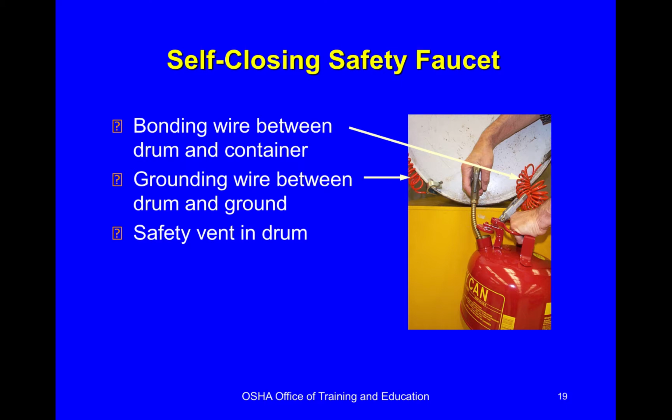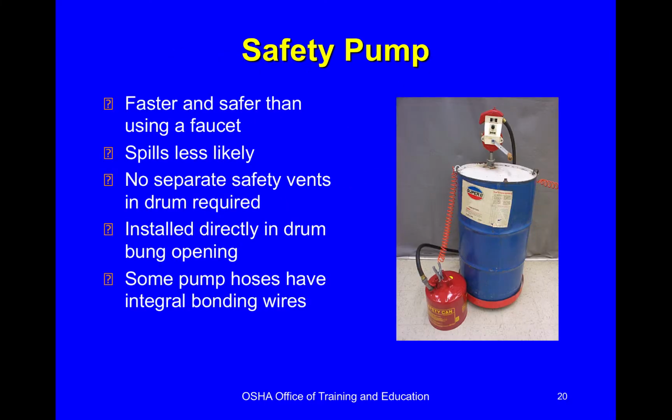The self-closing safety faucet includes a bonding wire between the drum and the container, a grounding wire between the drum and ground, and a safety vent in the drum. A safety pump is faster and safer than using a faucet, and makes spills less likely. No separate safety vent in the drum is required, and it can be installed directly in the drum opening. Some pump hoses have integral bonding wires, so you don't have to use an extra wire.